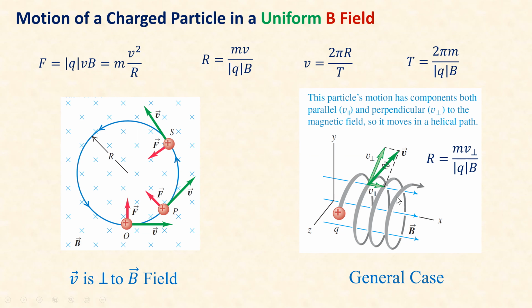And as it is going around a circle with the perpendicular component, it goes along the magnetic field with the parallel component of the velocity, and therefore it goes on a helical path, which has this radius, which instead of V, you have now V perpendicular. And we did some examples regarding that.